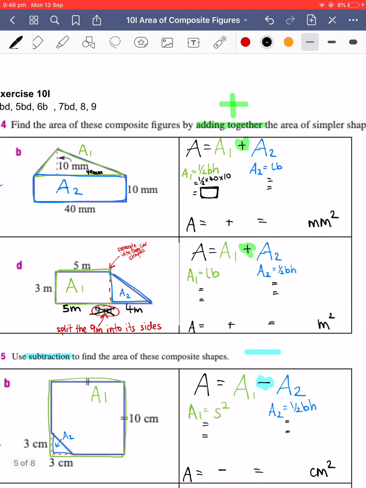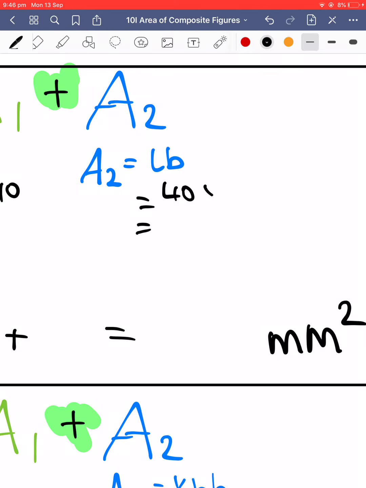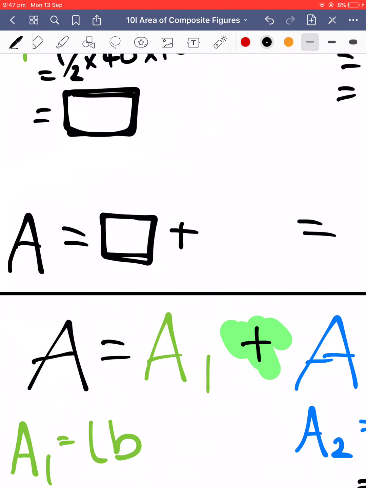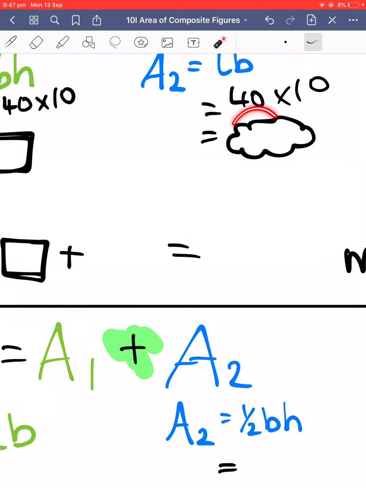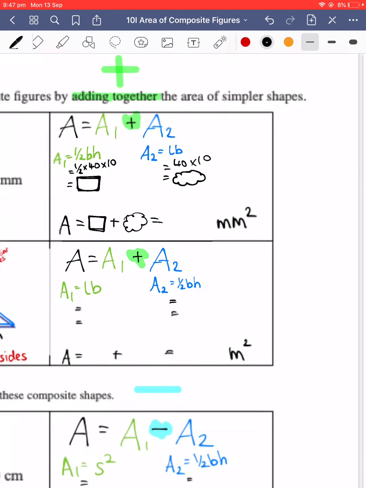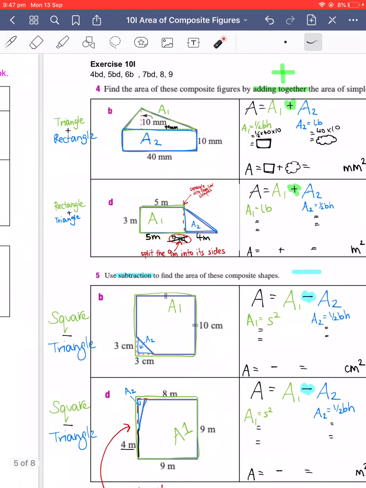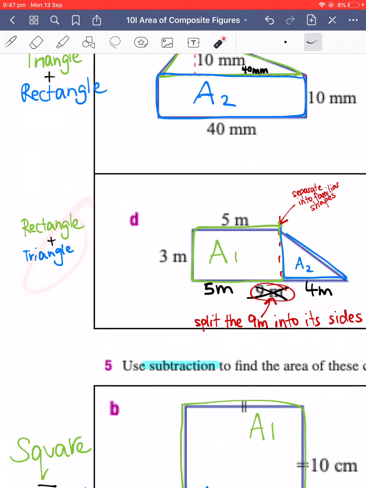And then you have here also your rectangle, which is 40 multiplied by 10. So again, let's put that in there. So 40 multiplied by 10. So whatever that answer is will be in millimeters as well. Then you add those two together. So this one here goes here. And this one over here will go here. So once you have finished that, you then write your answer, and your answer for this one will be in millimeters squared.